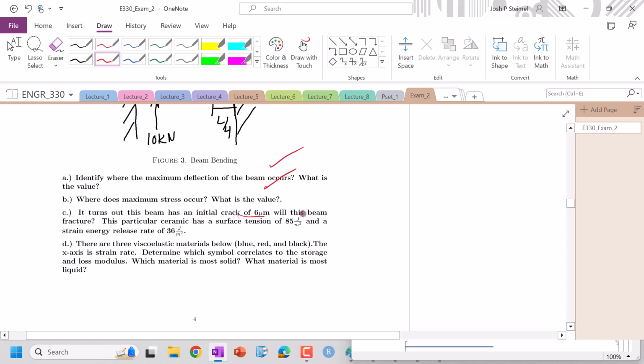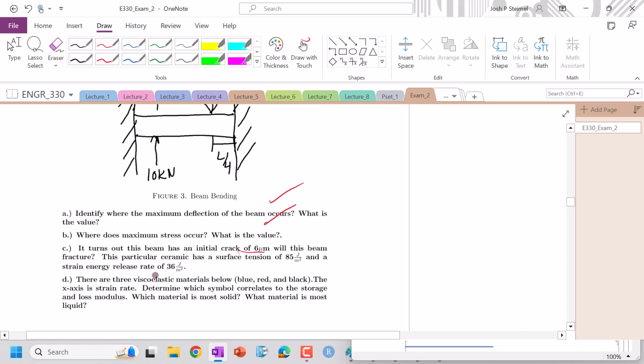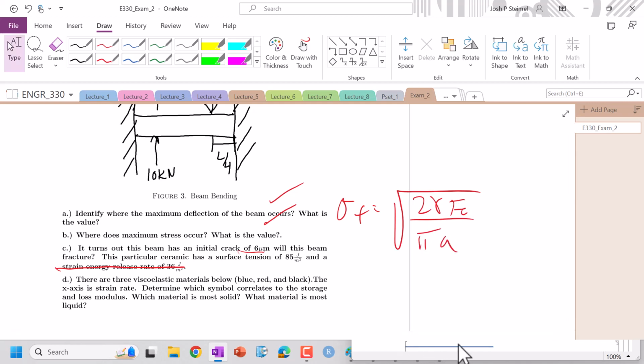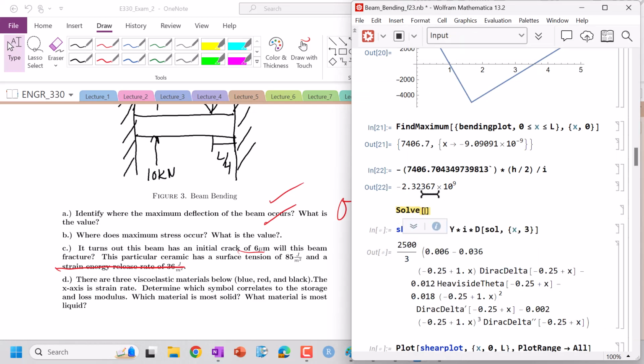The beam has an initial crack of this size. Will it fracture? This particular ceramic has a surface tension of this and this. We can't use strain energy release rate, so we have to use our Griffith criterion, which is the square root of 2 gamma E over pi a. We were already given that initial crack length, so we need to solve for what sigma F is. Set equal to the square root of 2 times gamma, which is 85, times our Young's modulus, divided by pi times 6 times 10 to the minus 6.